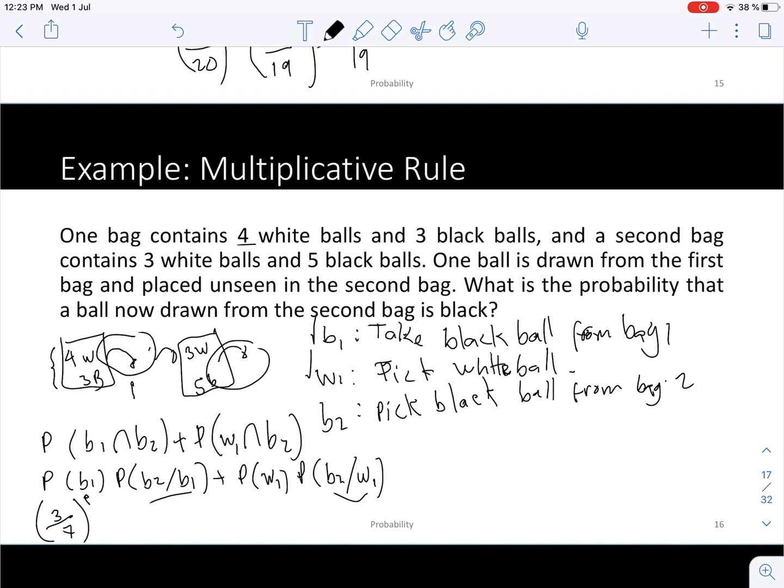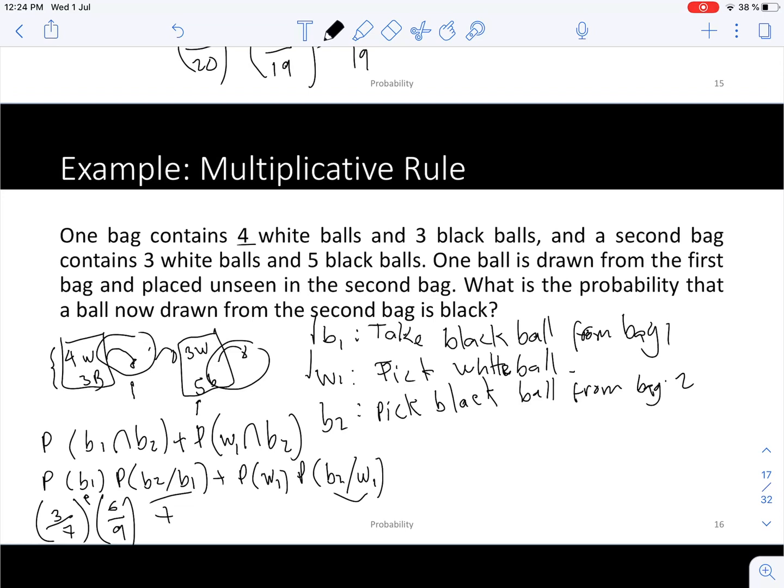Times, and now the conditional probability, getting a black ball from the second bag, given that a black ball was taken from the first bag. So if that happens, then we will have here 6 black balls. Initially we had 5, but if we add in one more black ball, then there are 6 in total. So that will be 6 over 9, right? Because we're adding that additional ball.